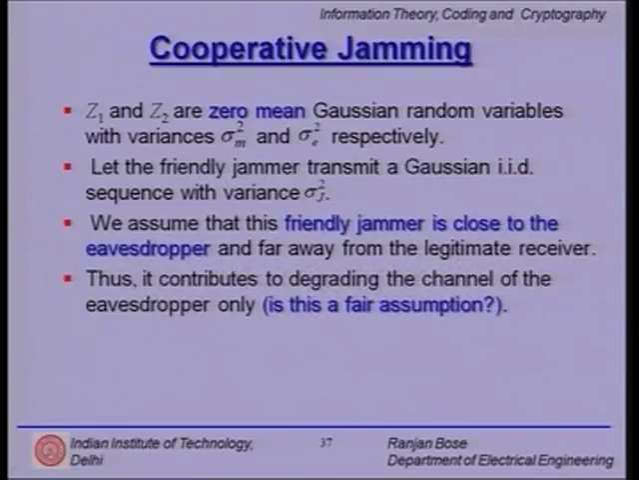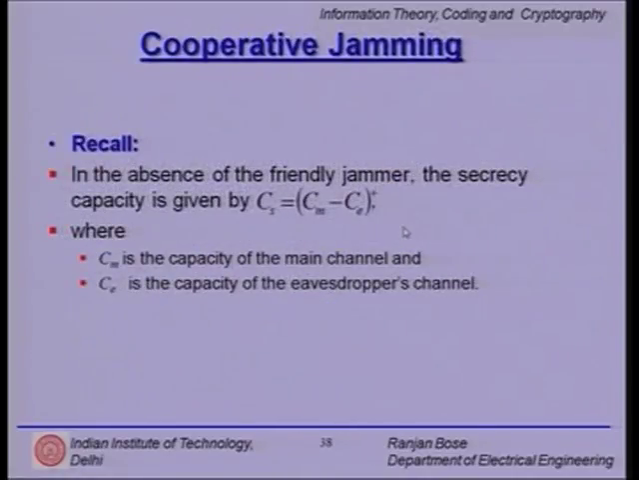So, in this simple setup, Z1 and Z2 are zero mean with variances sigma_m squared and sigma_e squared, and let the friendly jammer transmit also a Gaussian IID sequence with variance sigma_j squared. So, we assume that the friendly jammer has quietly placed itself close to the eavesdropper and quite far away from the legitimate receiver. Now, we are not discussing the fairness of this assumption, but let us assume that it has been able to do it. Maybe it has a directional antenna, maybe it is using some technique, but these are the assumptions.